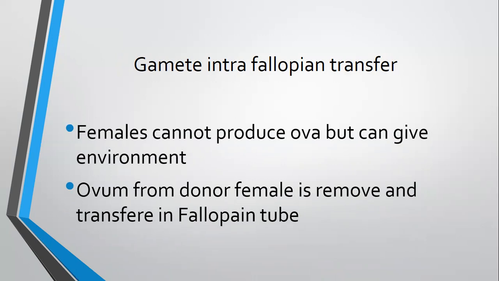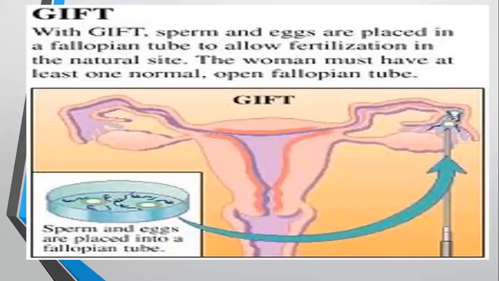Is the surrogate mother's ovum used? No, only the surrogate mother's body is used. Ovum is from the mother, sperm is from the father, fusion, zygote or embryo, and then transfer. She is only taking care, only providing the environment for the baby to develop. So gamete intrafallopian transfer, this is GIFT. The sperm along with the eggs are placed in the fallopian tube.